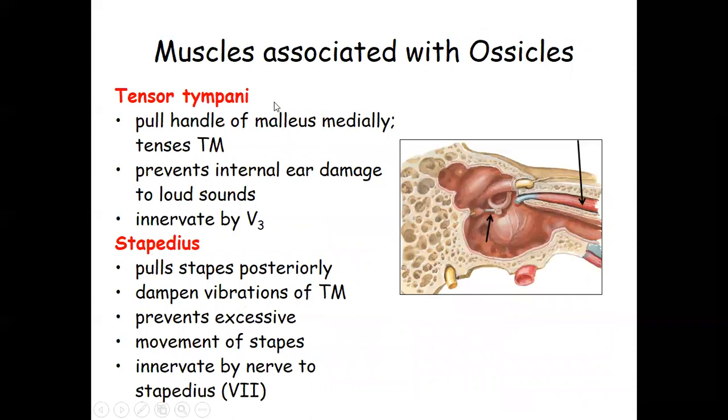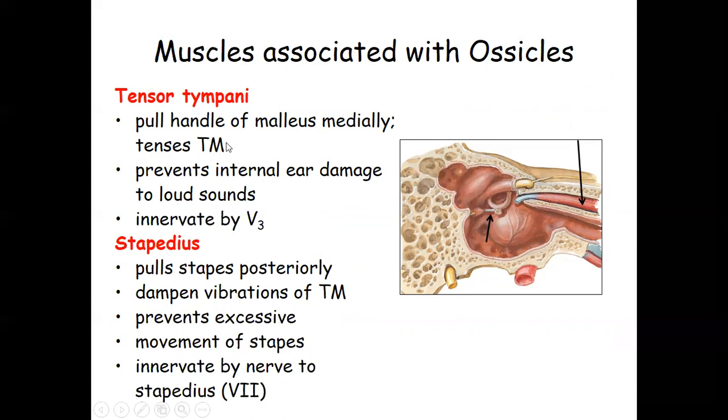Now we're going to move to the next part of my presentation, on the muscles associated with the ossicles. We have two muscles associated with the bony ossicles. We have the tensor tympani muscle. The function of this muscle is to pull the handle of the malleus medially. Whenever it pulls the handle of the malleus medially, it will tense the tympanic membrane.